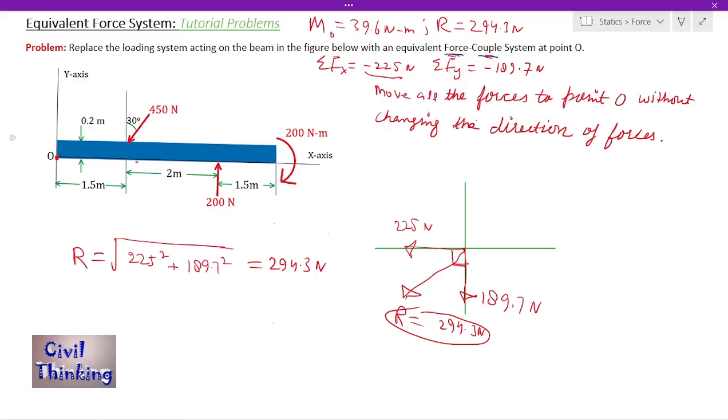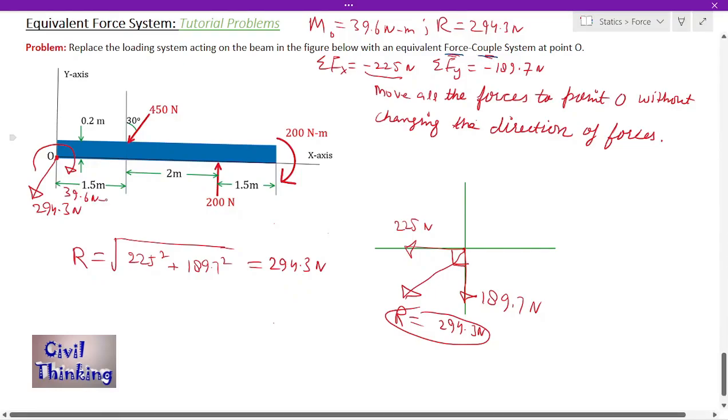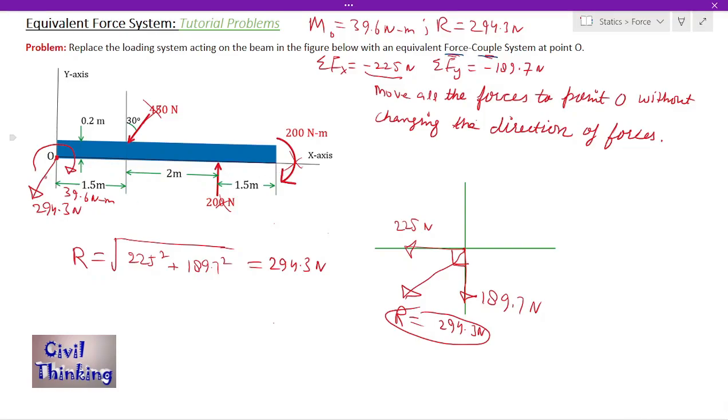Now what we can do in this beam, we can remove all the forces, okay, and just show one force here like this, which is 294.3 newton, and a single moment, which is 39.6. It is clockwise because it's positive. Like this, it is 39.6 newton meter. Okay, we can remove every force and show just this single force and moment, which is known as the equivalent force couple system. Okay, so this is how we find the equivalent force couple system of the four systems.